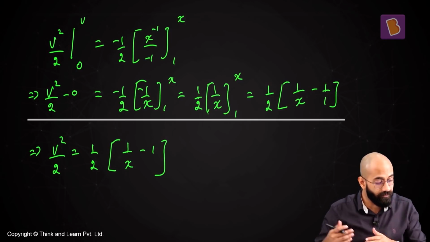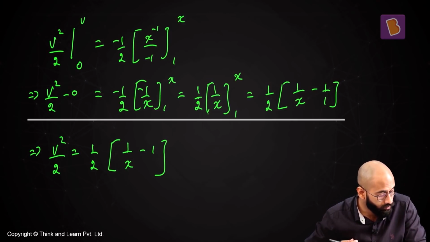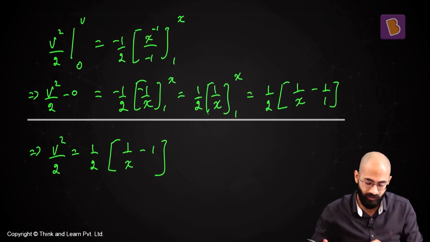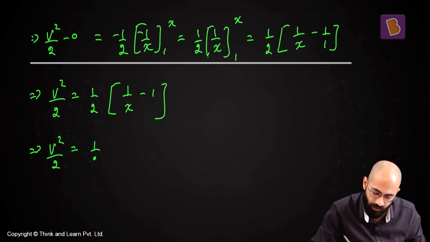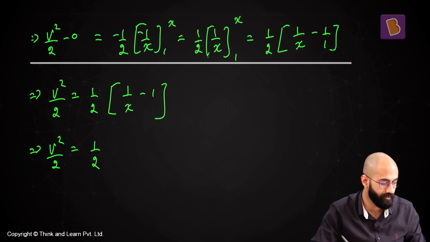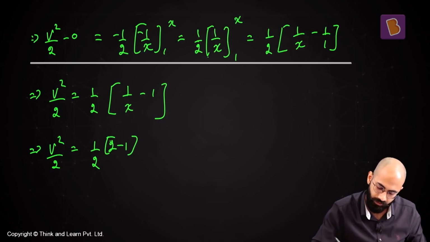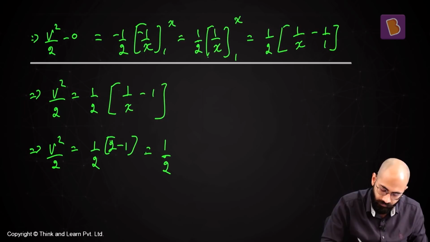Now, what do we have to find? We have to find the magnitude of velocity when x equals 0.5. Now, simple, we just substitute x equals 0.5 over here and then we find v, right? So this will become v squared by 2. If x is equal to 0.5 or x is equal to 1 by 2, so this basically becomes 2 minus 1, right? Which is equal to 1 by 2, correct?